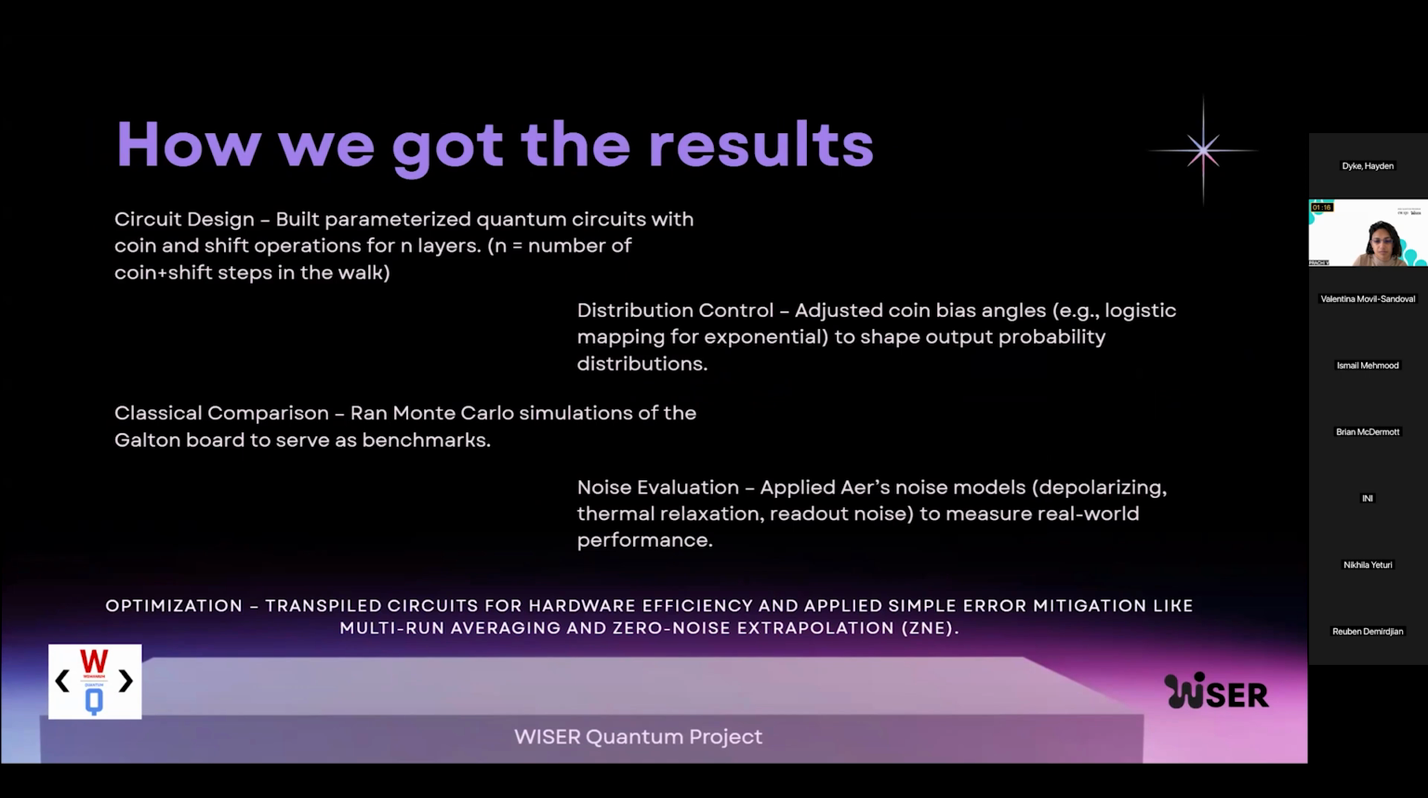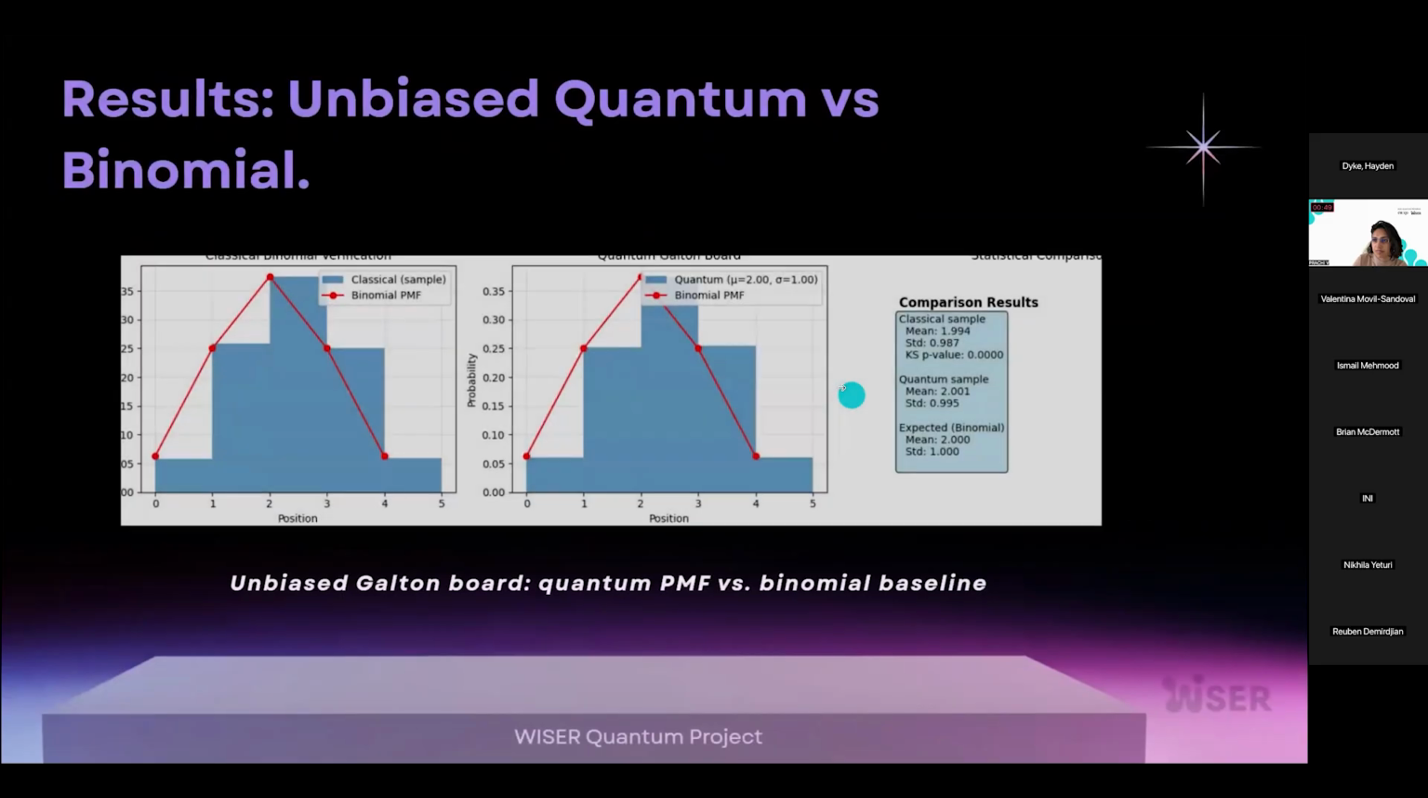We first tried to get it with IBM Osaka, and then later, in case there's no noise model, we were able to do it with the fake simulator as well. So this was able to measure real-world performance and optimization. We also tried to optimize it, with multi-run averaging and zero noise extrapolation.